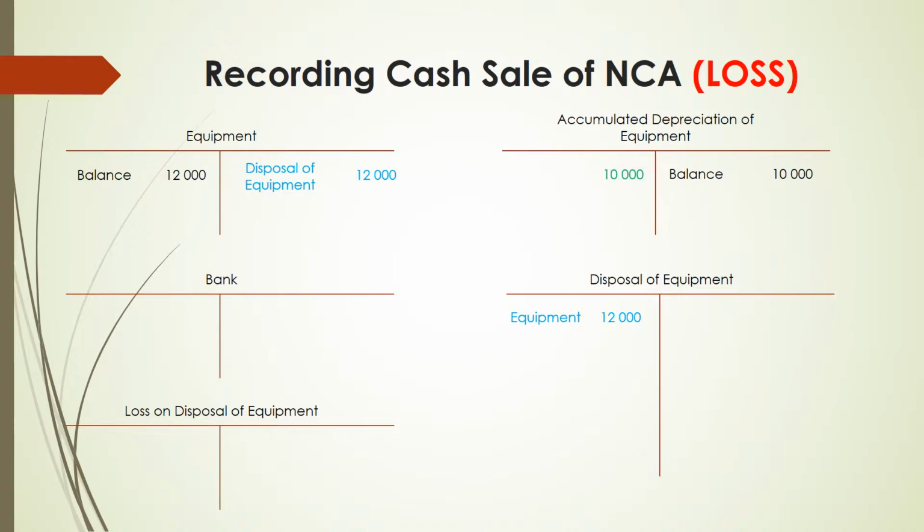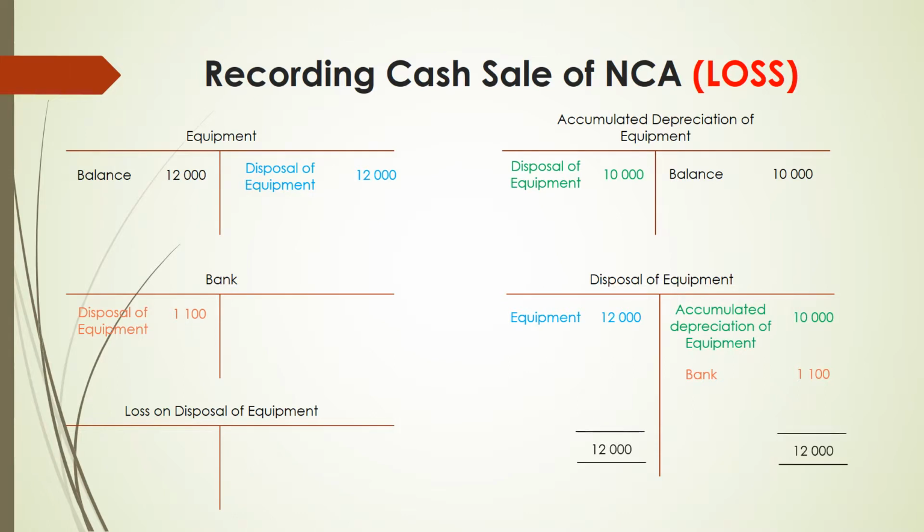Next, we also need to transfer the balance from the accumulated depreciation account to the disposal of equipment account. So as it is in the disposal of equipment account, if we take the debit amount of $12,000 less the credit amount of $10,000, this would give us a debit amount of $2,000, which is essentially the carrying value of the equipment that we are selling. Next, we need to take up the proceeds of the sale of the non-current asset. Because it was a cash sale, we need to debit the bank by $1,100 and we credit the disposal of equipment account by $1,100.